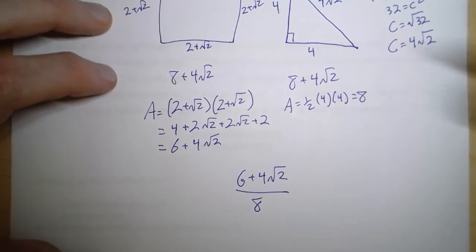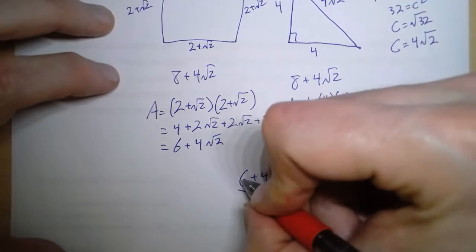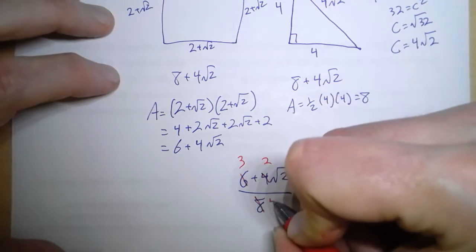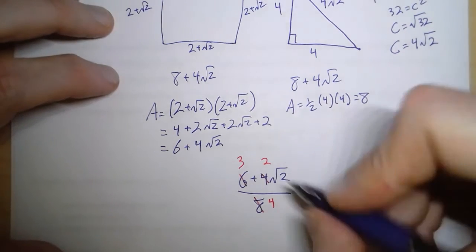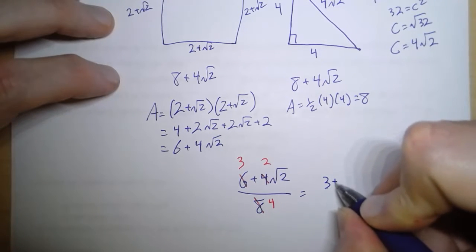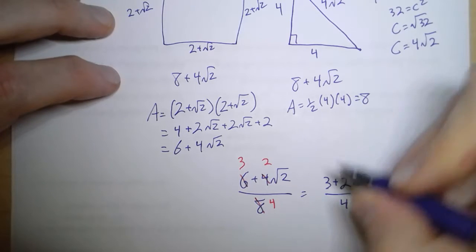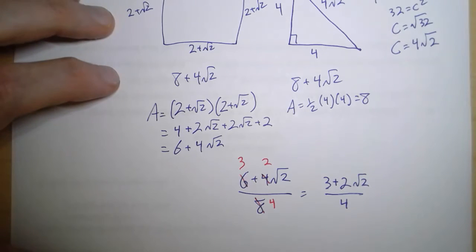But we need to simplify, and we can take a 2 out of everything. So we're left with 3 plus 2 square root of 2 over 4. So that is our exact ratio. And we're done.